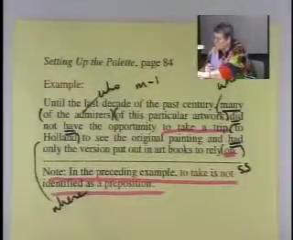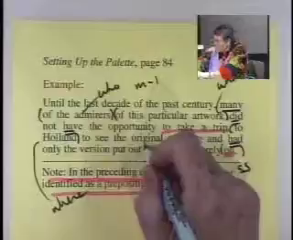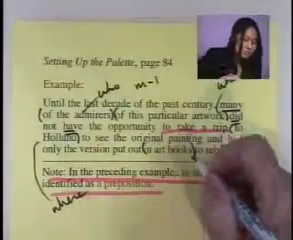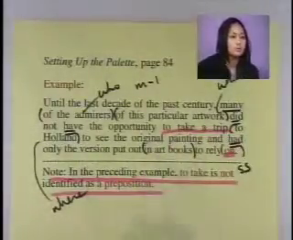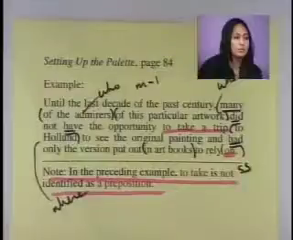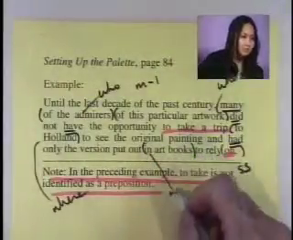Kim, find another one for me. In art books. And in art books, the only version put out in art books, is going to answer what? Possibly where.